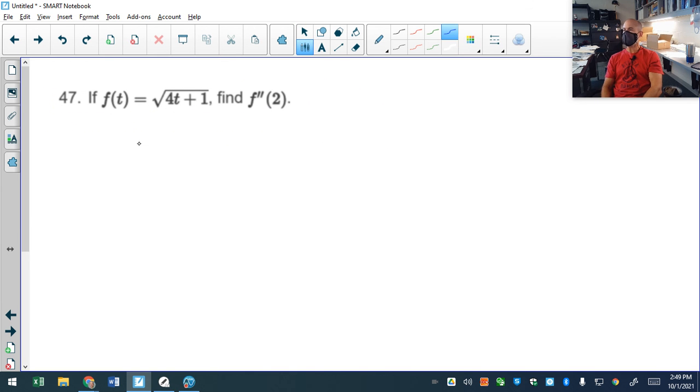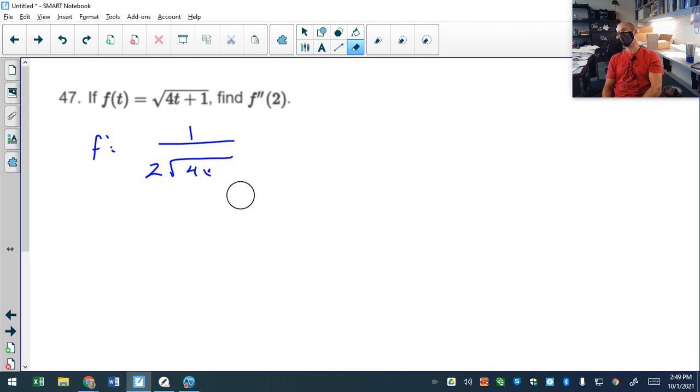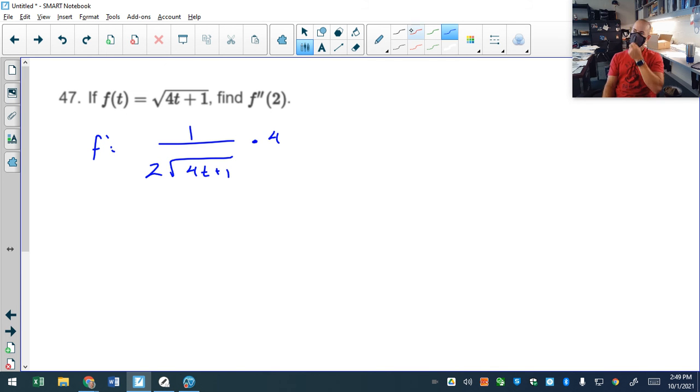F prime of 47 is a chain. It'll be 1 over 2 square root of the inside times the derivative of the inside. And I'm going to clean that up. 2 will divide into 4 to reduce that to a 2. Because I have to do something with this derivative, I'm now going to bring the bottom up. Make it to the negative 1/2. Now my next derivative.